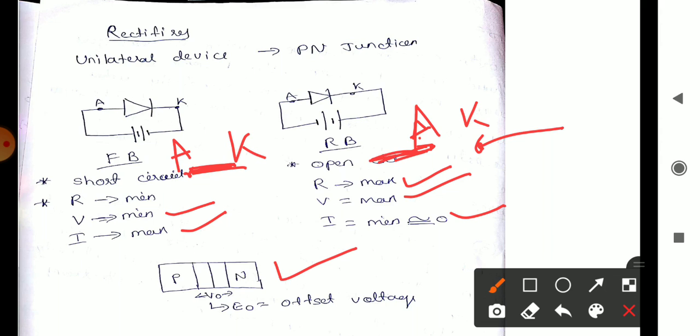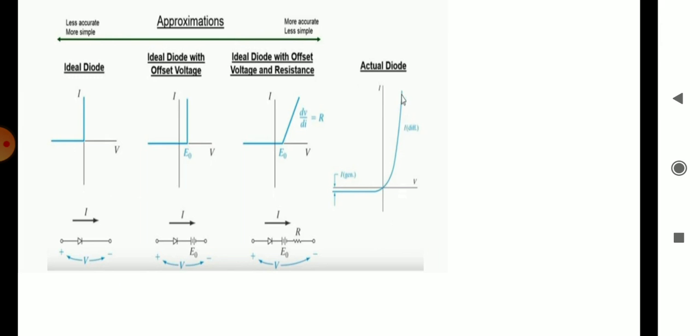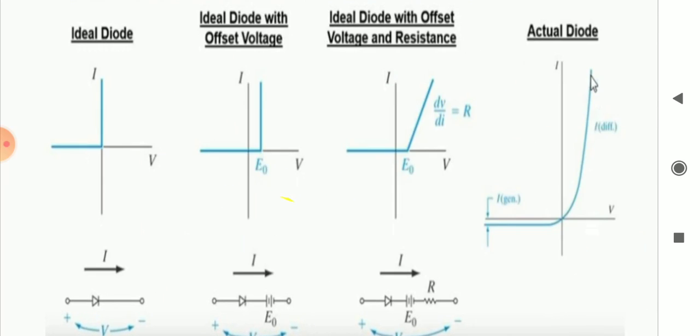This is the layered picture of a PN junction. The barrier potential voltage is represented as V0, which in further discussion is represented as E0. E0 is nothing but the offset voltage, that is, the junction voltage. Now in detail we are studying the particular PN junction, that is, the diode.